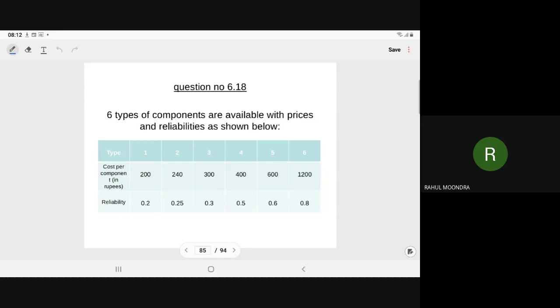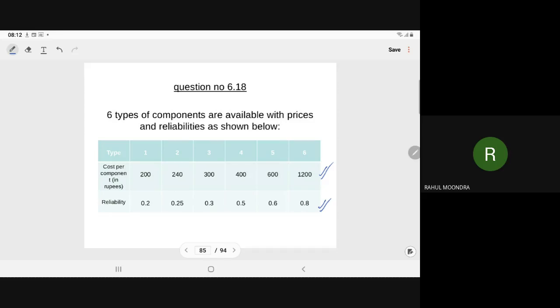And the reliability of type 1 component is only 0.2. Similar data for components 2, 3, 4, 5 are 0.25, 0.3, 0.5, 0.6 respectively. And for the last type 6, the reliability is given to you as 0.8, and here we have the corresponding cost.